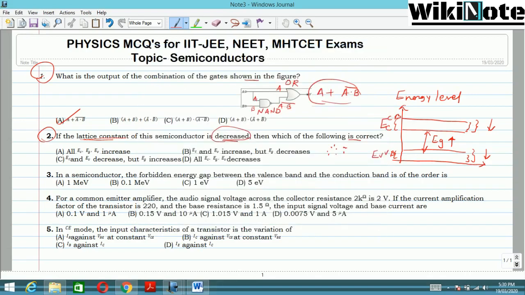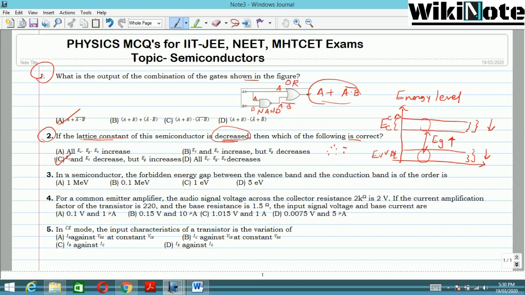So you can see, if there is a decrease in the conduction band and the valence band levels, then the energy gap will obviously be increased. So if the lattice constant is decreasing, then your EC and EV values are going to decrease, and simultaneously EG is going to increase. So my answer should be C.